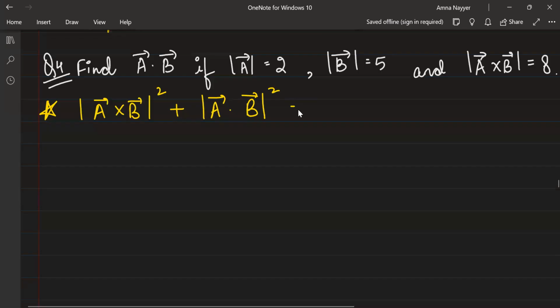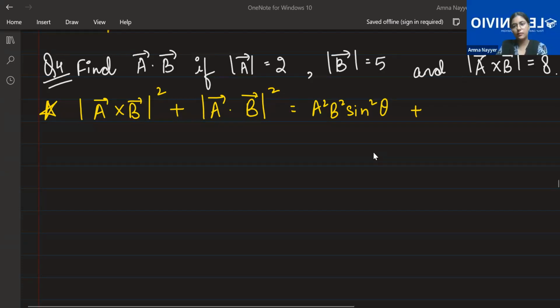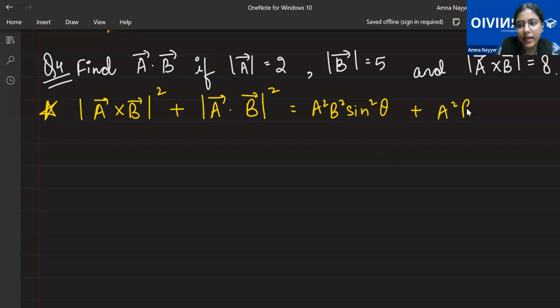Class, tell me here, if I write for A cross B square, will it be A square, B square, sine square theta? Yes, ma'am. Similarly for dot product, tell me for this, what will I get here in polar form? A square, B square, cos square theta.